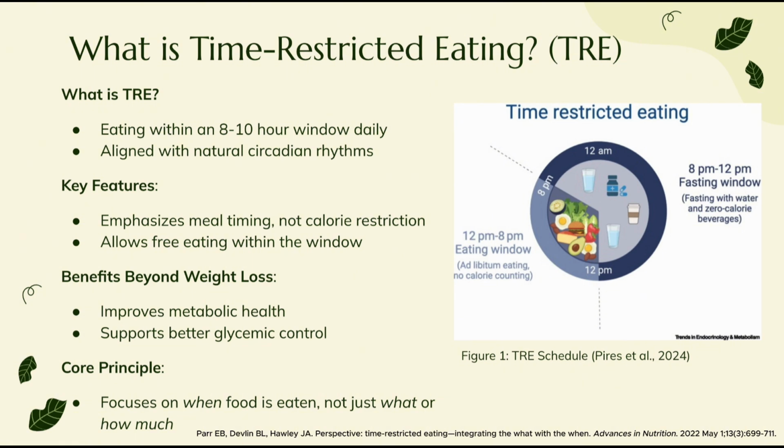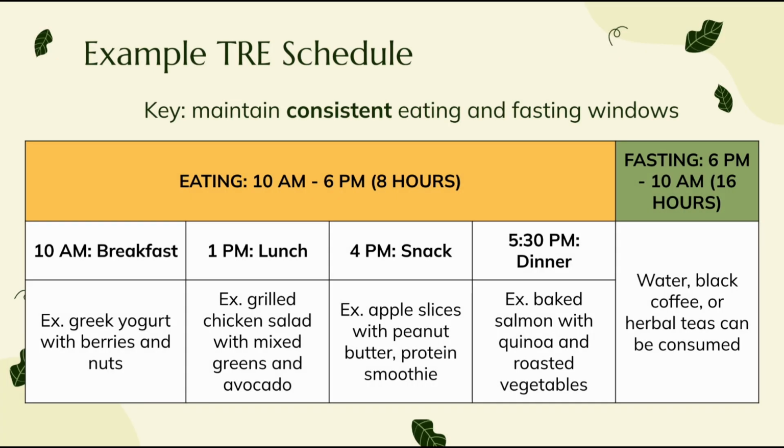By synchronizing eating habits with our biological clock, TRE aims to optimize the body's natural processes and promote better health outcomes. This is an example of a TRE schedule, and the key is to maintain consistent eating and fasting windows every day. So, for example, you can start eating breakfast at 10 a.m. For example, Greek yogurt with berries and nuts. Doesn't have to be that. It's not restrictive on what you eat, just when you eat.